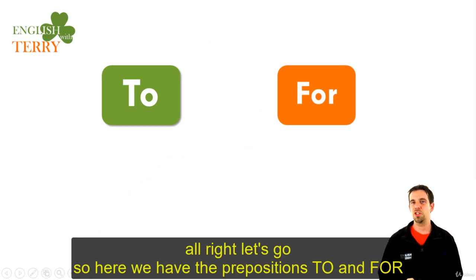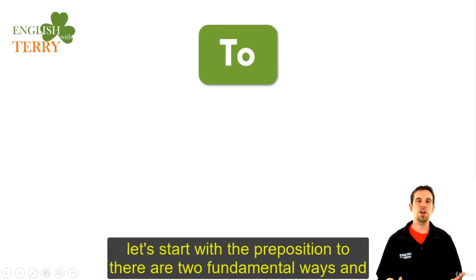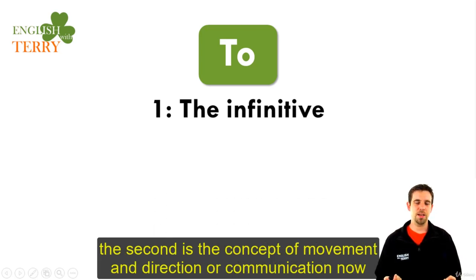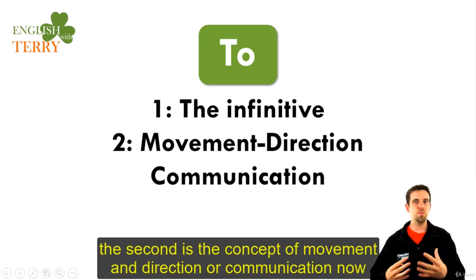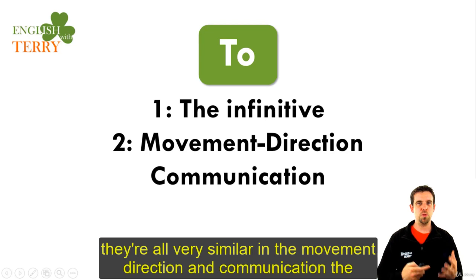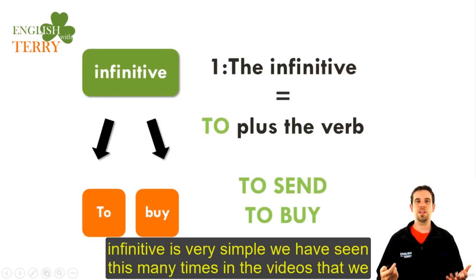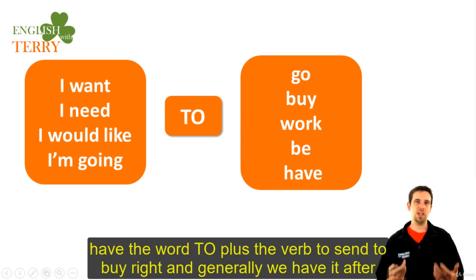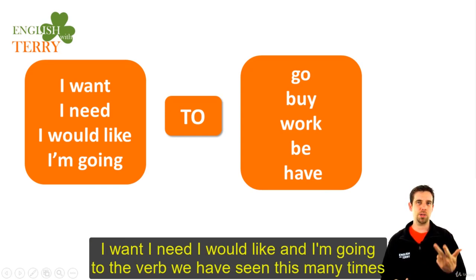So here we have the prepositions to and for. Let's start with the preposition to. There are 2 fundamental ways and reasons why we use the word to in English. The first is the infinitive, and the second is the concept of movement and direction or communication. Now they're all very similar in the movement, direction, and communication. The infinitive is very simple. We have seen this many times in the videos that we have the word to plus the verb. To send, to buy, right? And generally we have it after I want, I need, I would like, and I'm going to, and the verb. We have seen this many times.